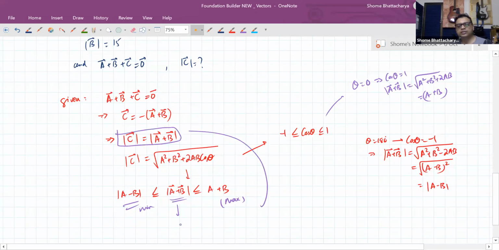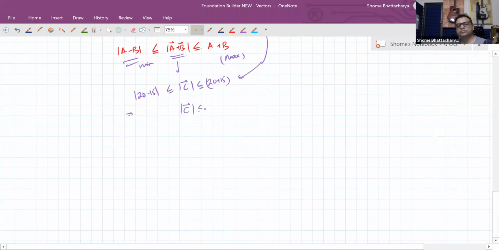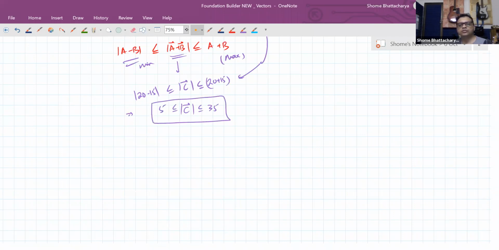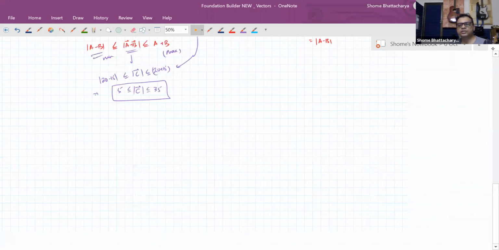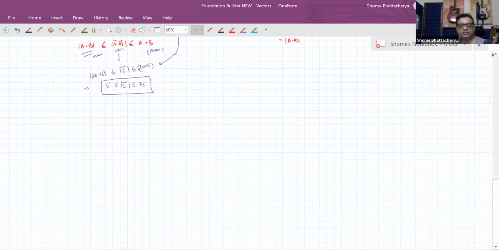So now I can say that the magnitude of C has to be less than or equal to the sum of A and B's magnitudes, so that is 20 plus 15, and cannot be less than the difference of A and B's magnitudes. So it's between 35 and 5. Now you have to check the options. Which of the options are falling within this range between 5 and 35, and which are falling outside this range?